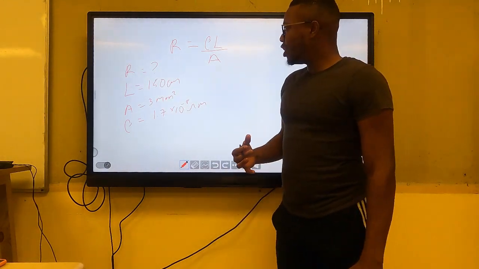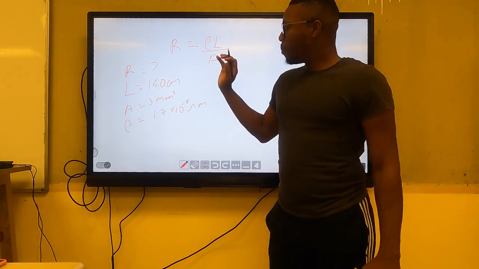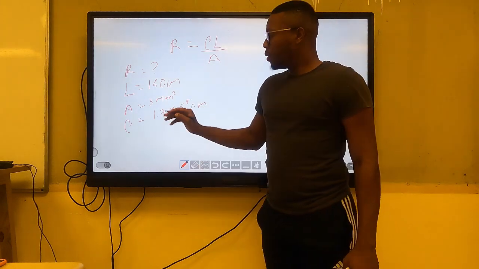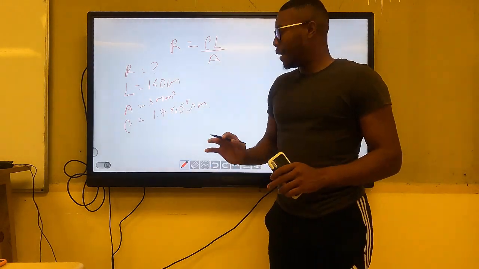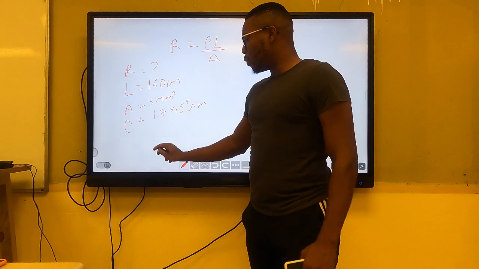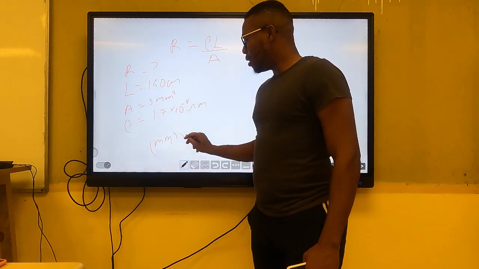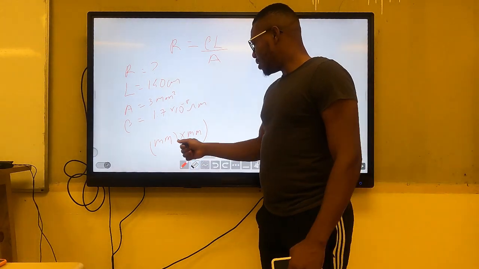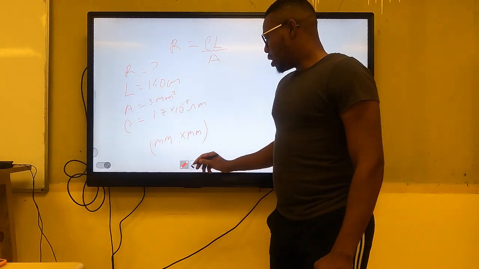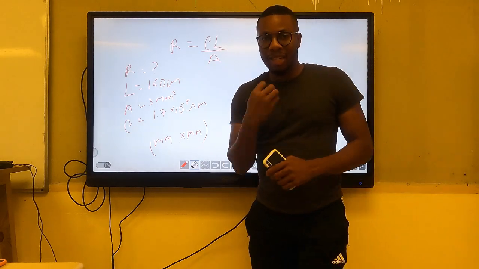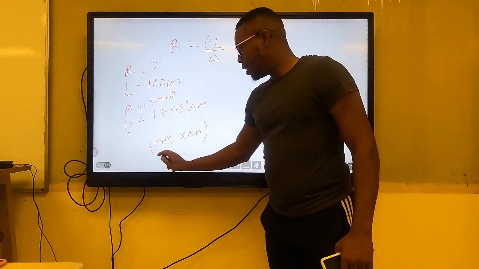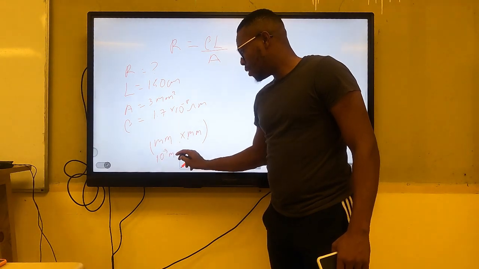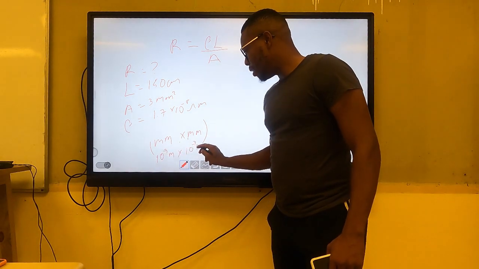Now, the thing you must always pay attention to is whether or not your units are in the SI units. For length, that should be in meters, or area, that should be meter square, and so on. So right now, my area is in millimeter square. When we talk about millimeter square, what we're typically saying is millimeter multiplied by millimeter. We should also remember that milli means 10 to the minus 3. So we're saying 10 to the minus 3 meter multiplied by 10 to the minus 3 meter.